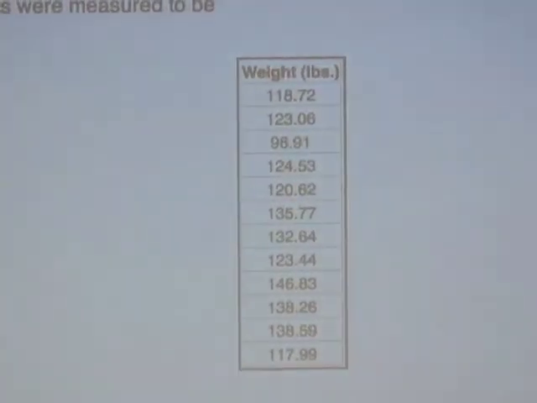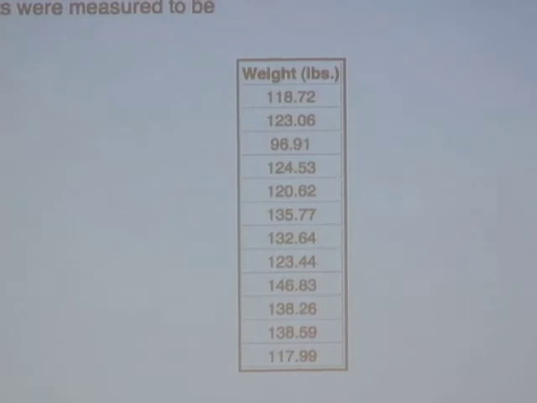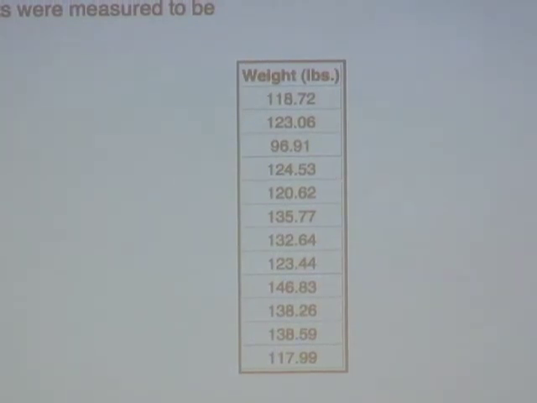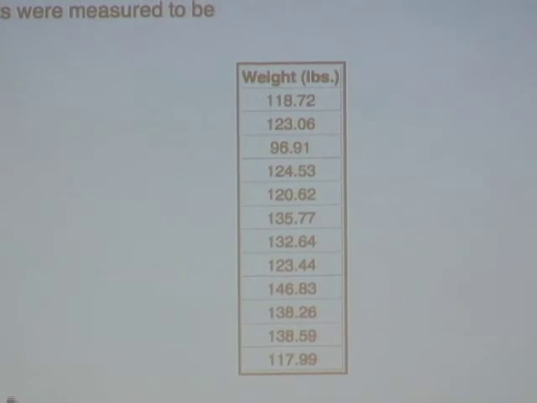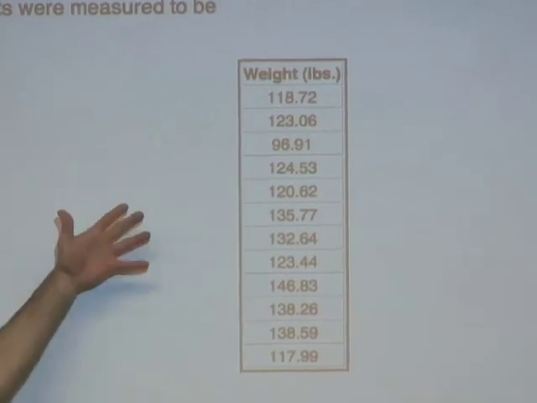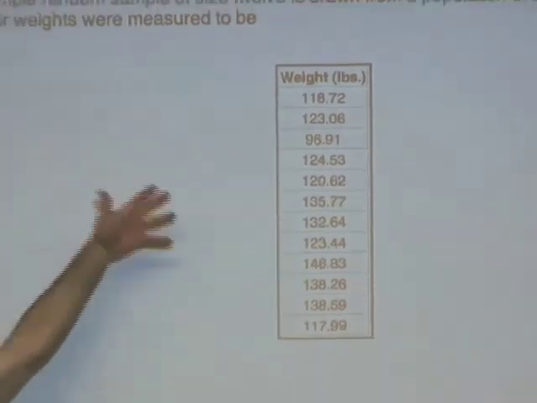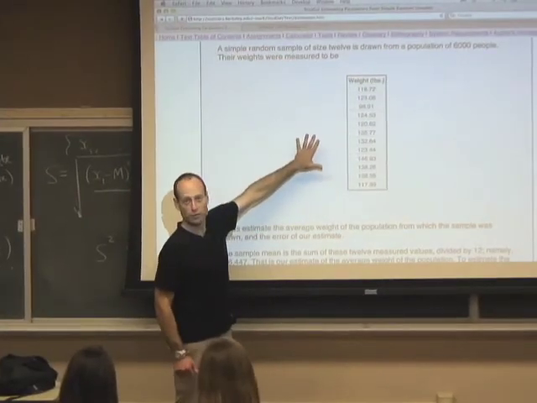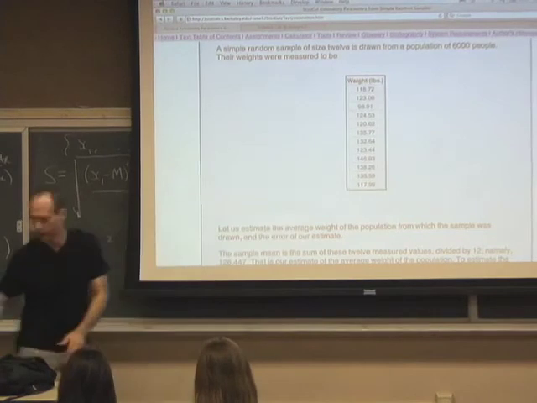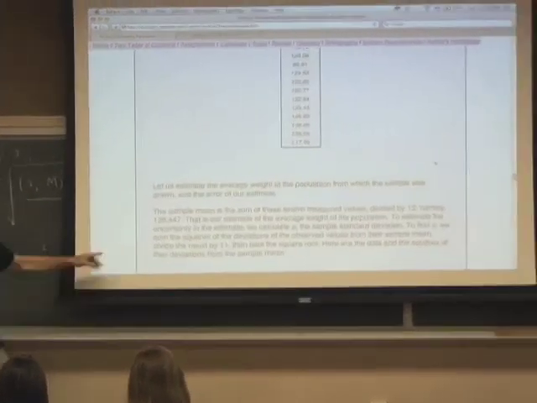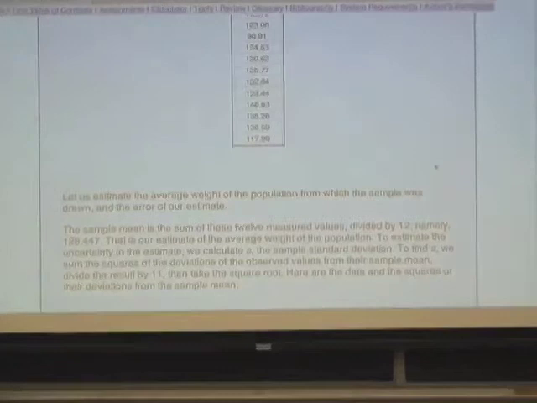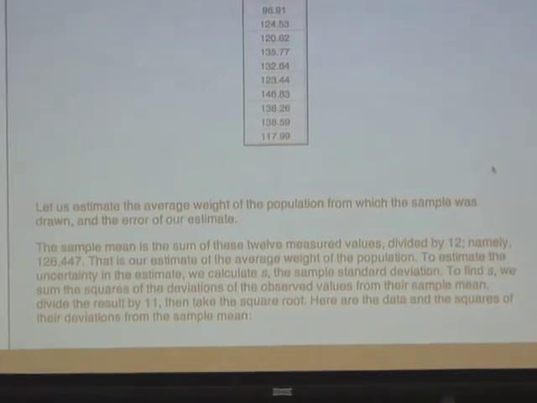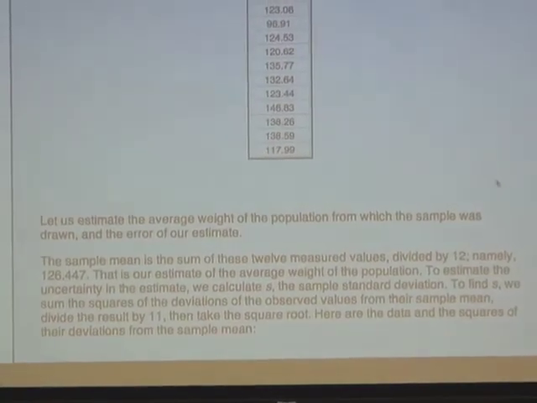And what we want to do is estimate the average weight of the population and estimate the error of our estimate. Okay, so our estimate of the average weight of the population would be the sample mean, right? This is our sample. The sample mean is an unbiased estimate of the population mean. So adding these 12 numbers together and dividing by 12 is the sample mean. And if we do that, the answer is 126.447. So that's our estimate. But we know that our estimate is not likely to be exactly right. It's going to be off by something.